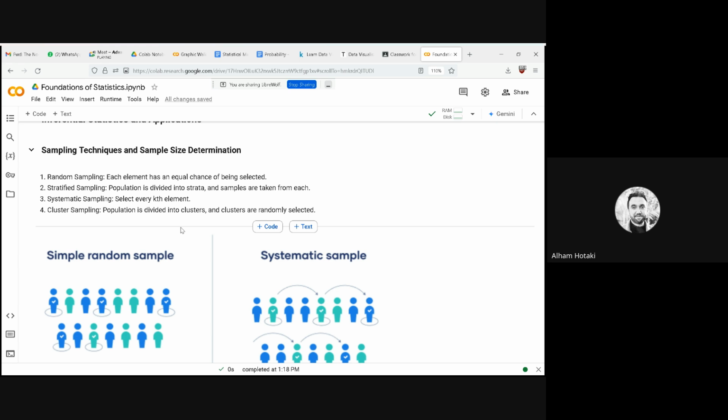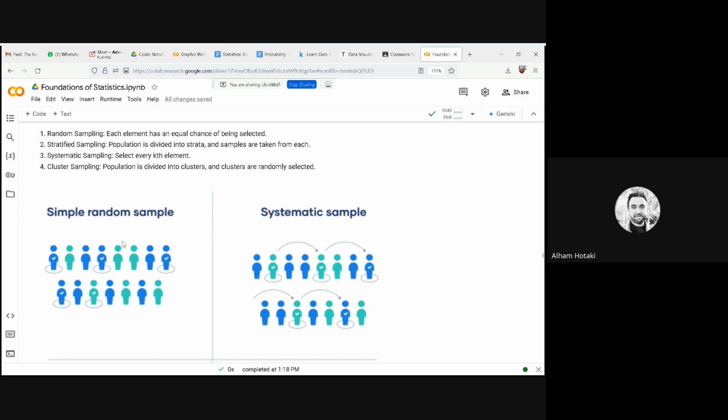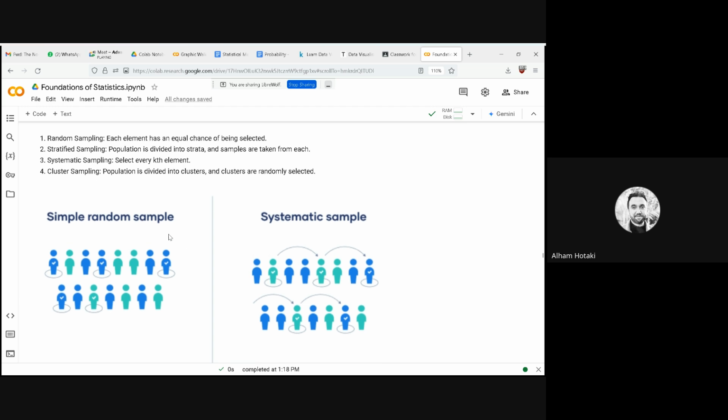So what are sampling techniques? We have random sampling. Each element has an equal chance of being selected. So this is a simple random sample. Look, we have these people, and we say, okay, randomly we are selecting some people. We just selected some random people: one, this guy, and this guy, then this guy. So these are a random selection of people, and everyone has an equal chance of being selected.